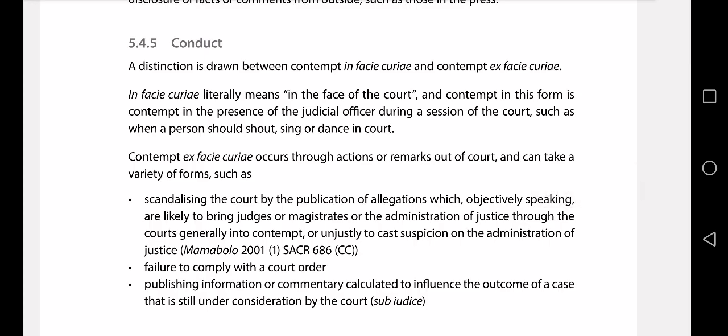Conduct. A distinction is drawn between contempt in facie curia and contempt ex facie curia. In facie curia literally means in the face of the court, and contempt of this form is contempt in the presence of the judicial officer during the session of the court, such as when a person shouts, sings, and dances in court.